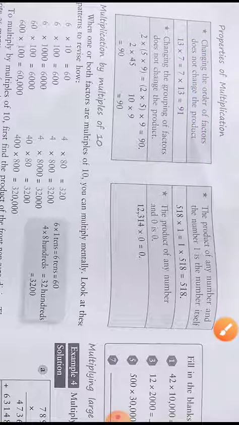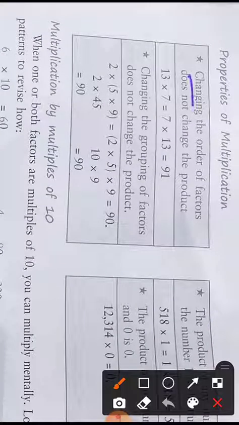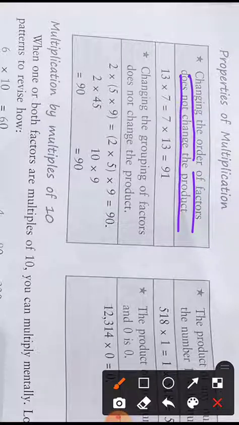According to the property, what we have to understand is that changing the order of the factors does not change the product. You see here we have written 13 first, then a multiply sign, and then 7. The result comes to 91.